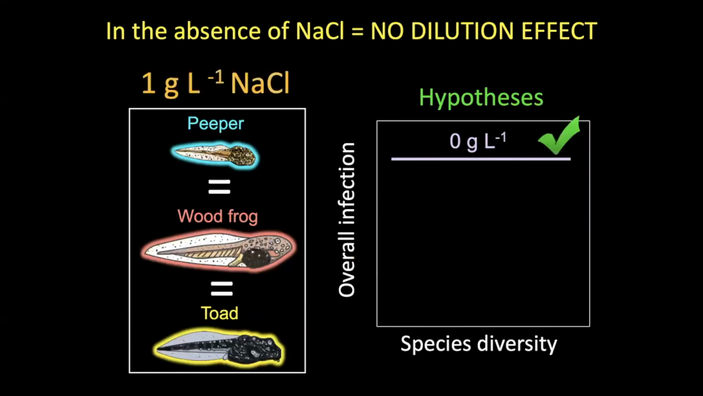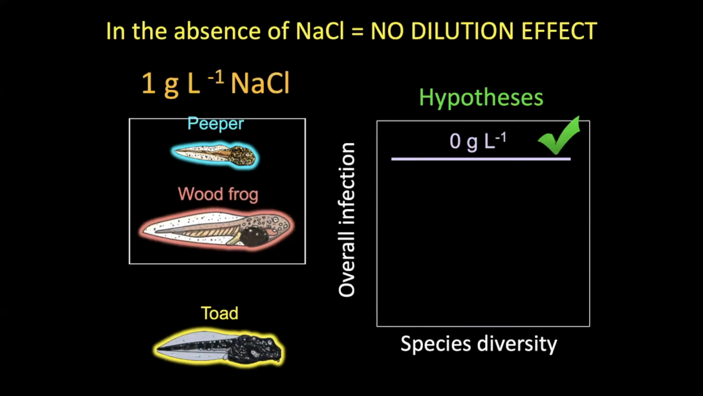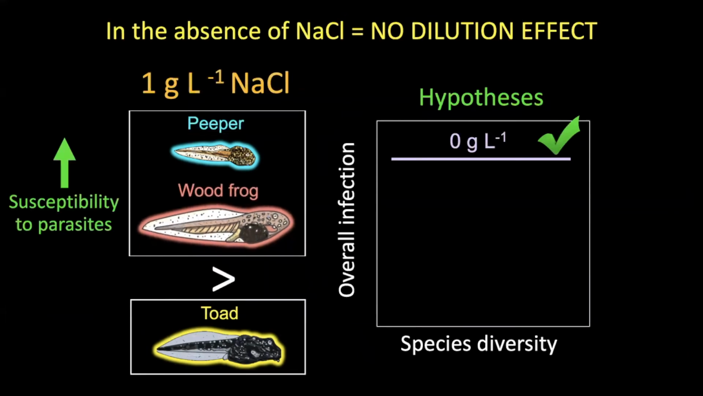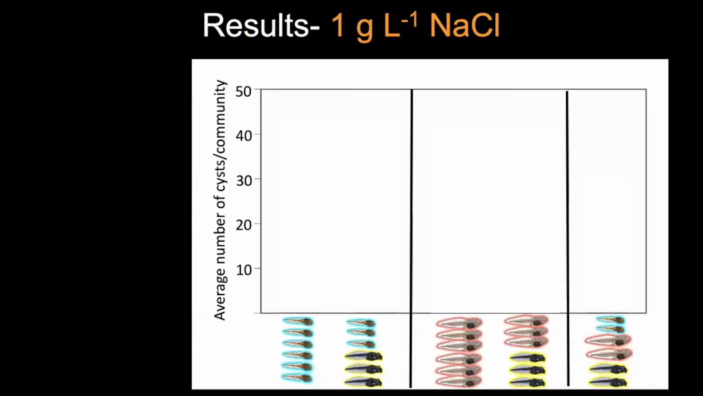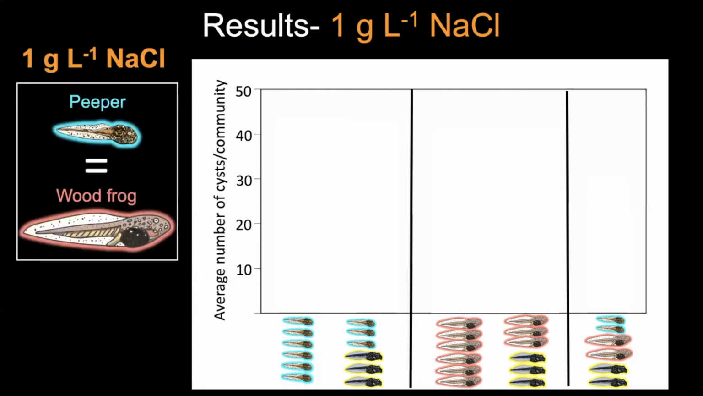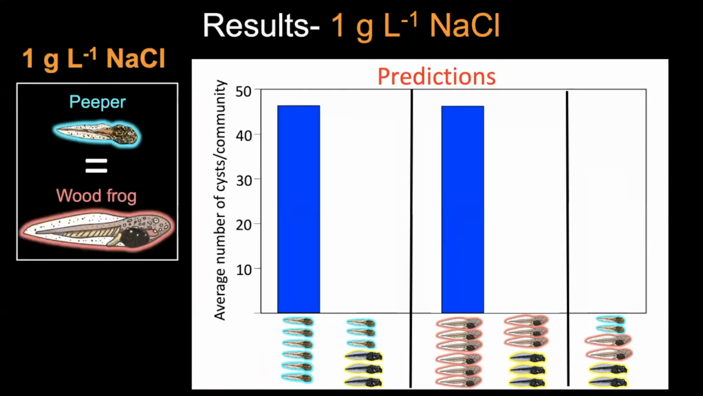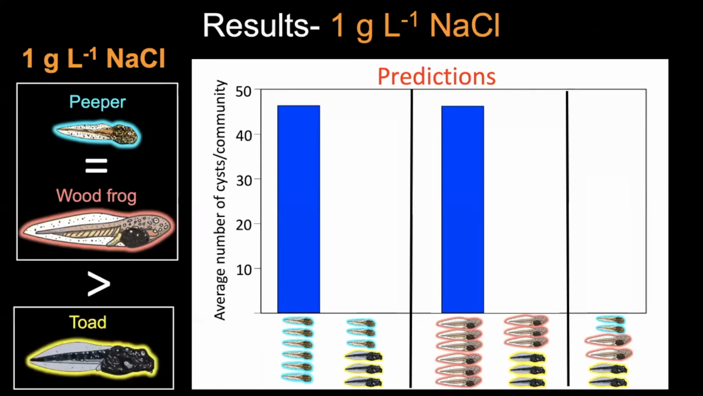In contrast, as a reminder, in the presence of salt, what we found was that toads were significantly more tolerant to parasites compared to peepers and wood frogs. And so because of this shift in patterns of host susceptibility, we can then look to how this influenced that biodiversity disease relationship. On the x-axis here, we have the communities. On the y-axis, we have the number of cysts per community. Peepers and wood frogs were highly susceptible to the parasites in the presence of salt.